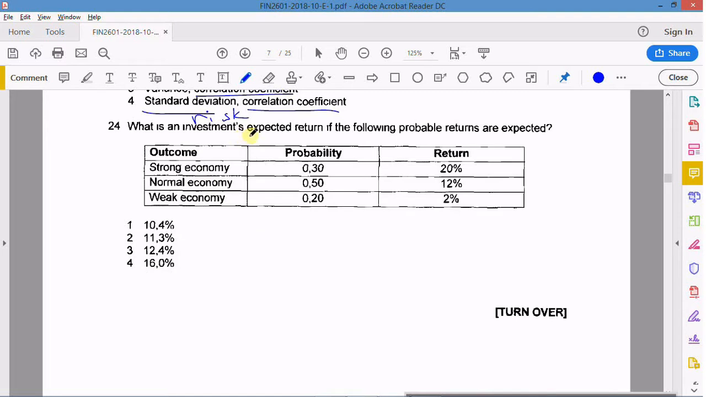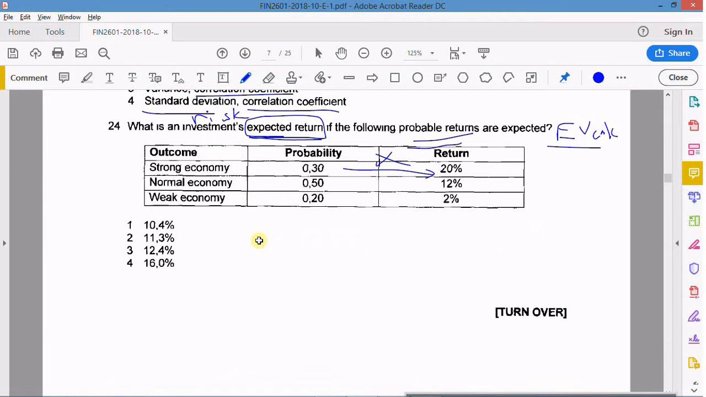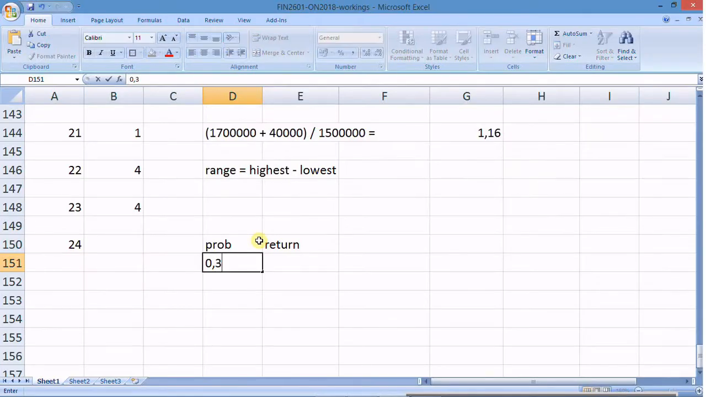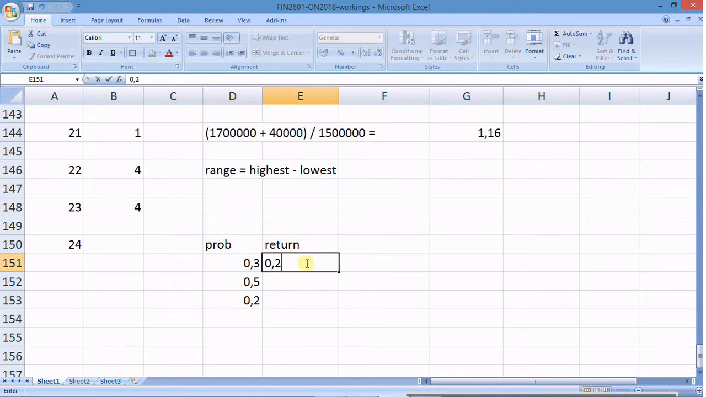What is the investment's expected return if we have those returns? If it's expected, I don't do the whole table, I only do the first column. So it's the expected value calculation, that's all I want. It's this times that. Probability and the return: 30, 50, 20. Remember, you use decimals for percentages: 20, 12, 2. So it's 0.1.